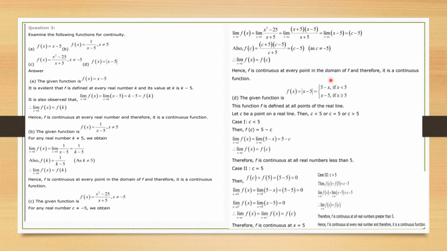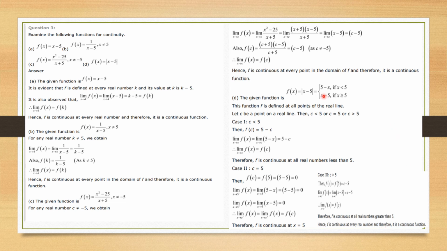For this one, how can we define the modulus function? And even if you don't want to define it, you can simply go for the right hand limit and left hand limit concept. We did it in class 11 also. In that way you can check this case. You will find that except for 5, for all real numbers greater than 5, the function is continuous at every real number, and therefore it is going to be a continuous function.